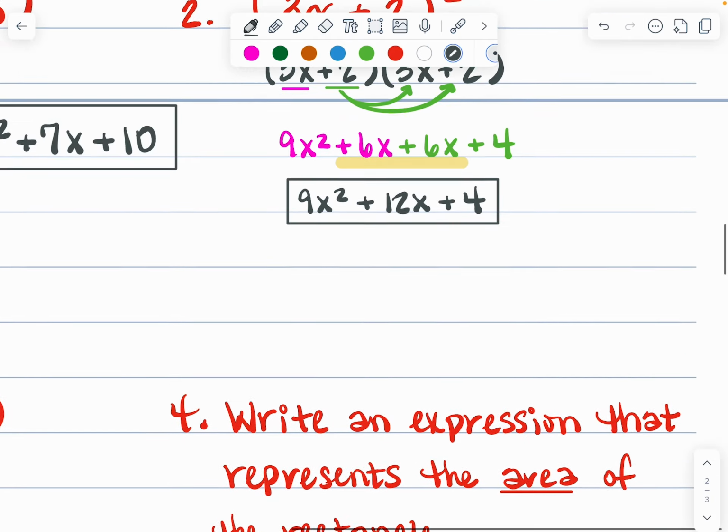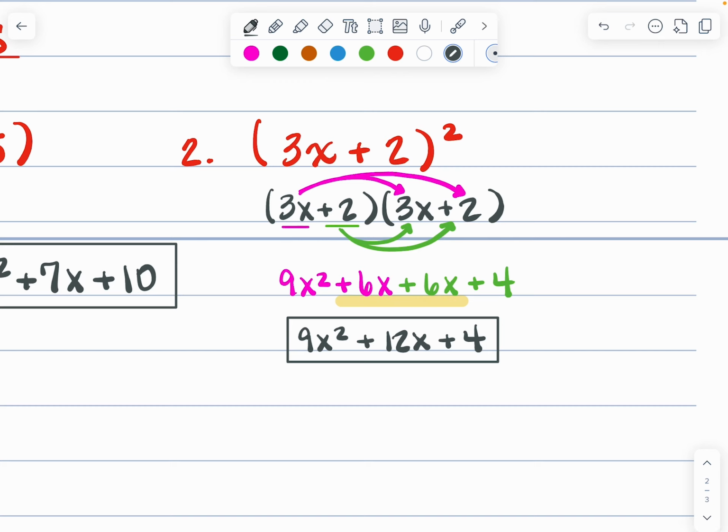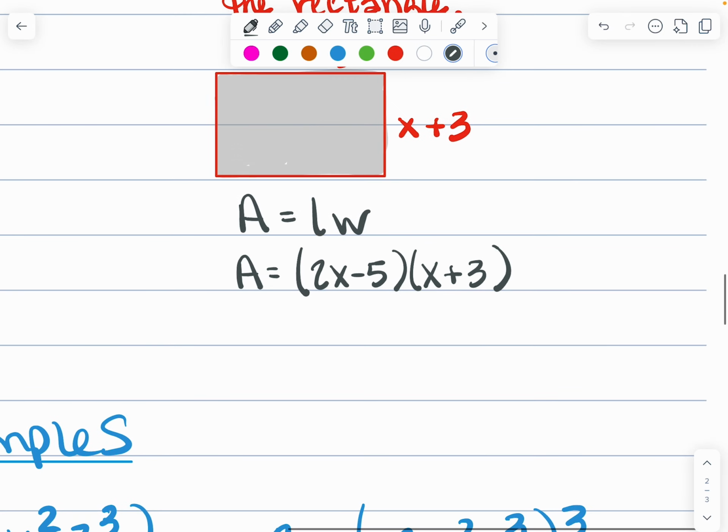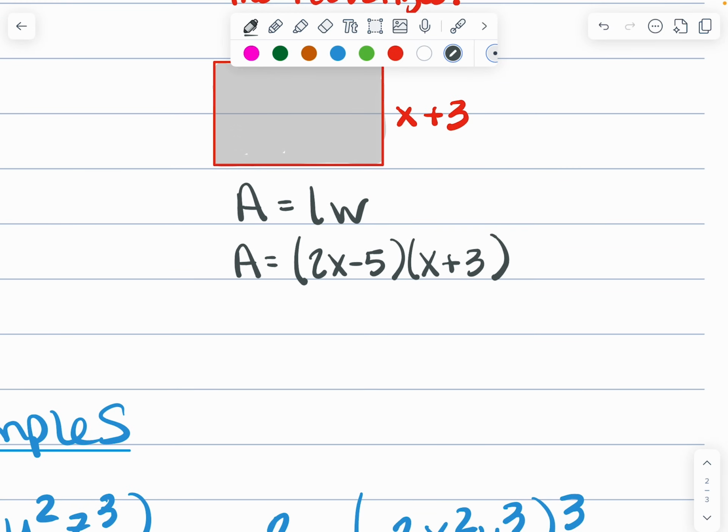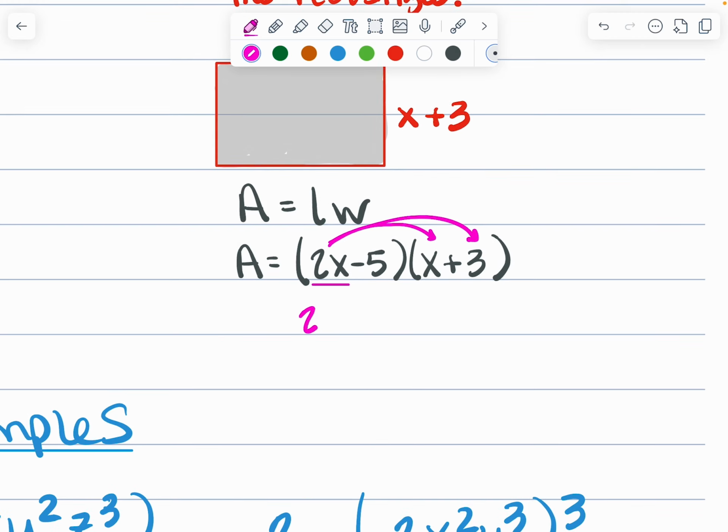So this is exactly what we just did right here on example number 2, right? So don't freak out if it's just attached to a rectangle. It's the same exact question we've been doing. And so now we are going to treat it exactly like we just did a second ago. So we need to multiply. We got to take that first term and multiply him times each term in the other parenthesis, right? What's that going to give us?